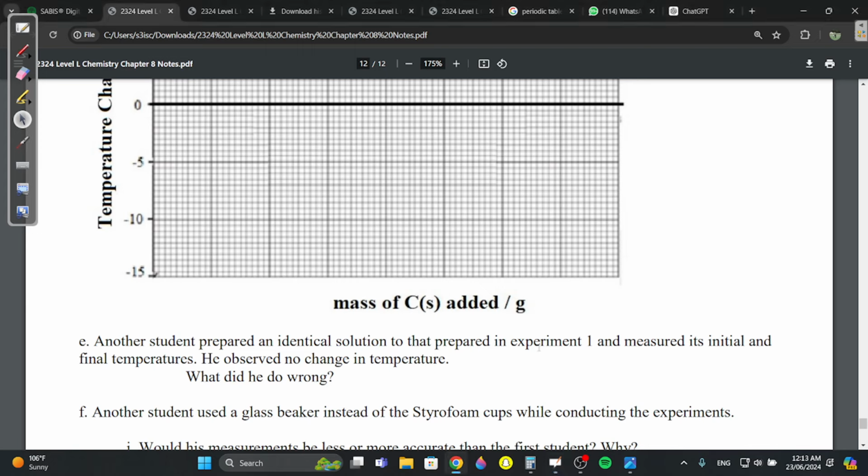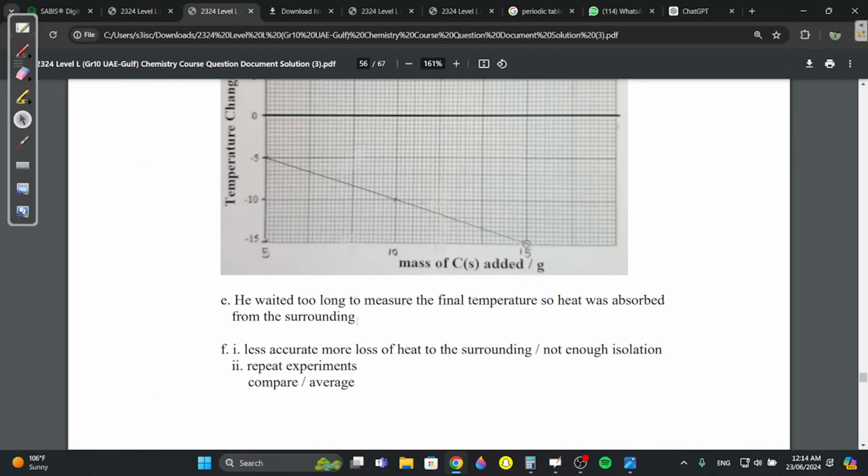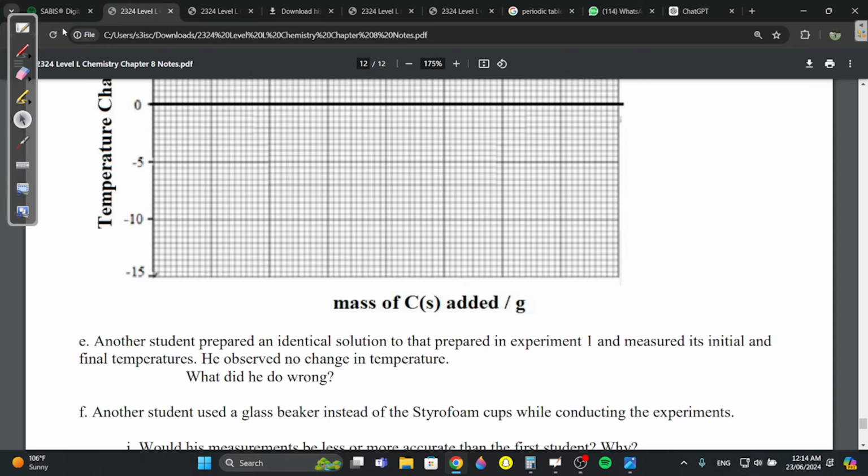Another student prepared an identical solution and measured its initial and final temperatures. He observed no change in temperature. What did he do wrong? Usually, when he observes no change, it's because he waited too long. So the heat was absorbed from the surrounding. You have to measure the temperature in the instant of the reaction. If you give it like 5-10 minutes, all the heat will be absorbed by the surrounding. He probably waited too long.